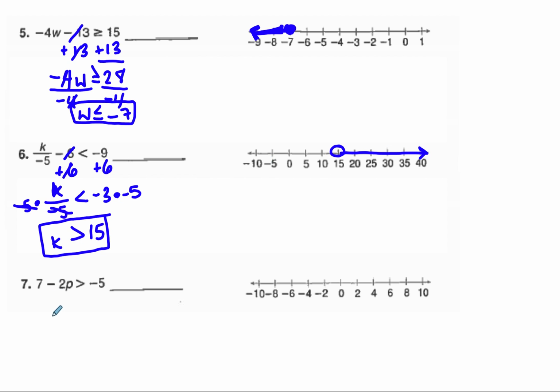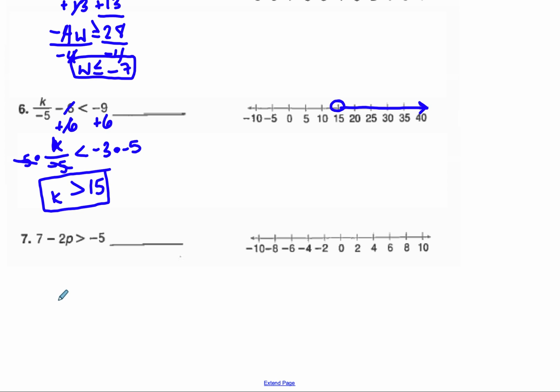All right, let's take a look at number 7. 7 minus 2p is greater than -5. Okay, since I have a minus sign or a subtraction sign in front of where my variable is, I'm going to go ahead and start this one with a boom boom. That minus sign is really like a negative. It goes with that 2p. The 7 is a positive, so even though there was a subtraction sign originally in the problem, I still need to subtract the 7 because this is a positive 7.